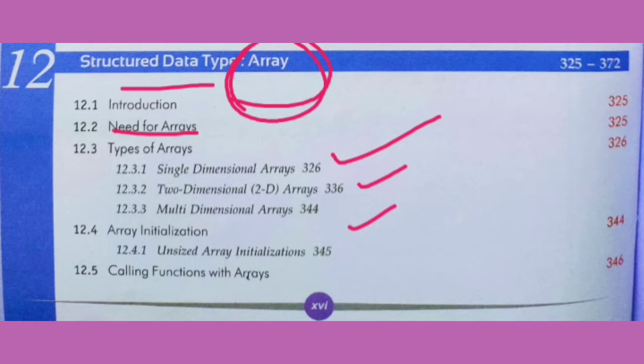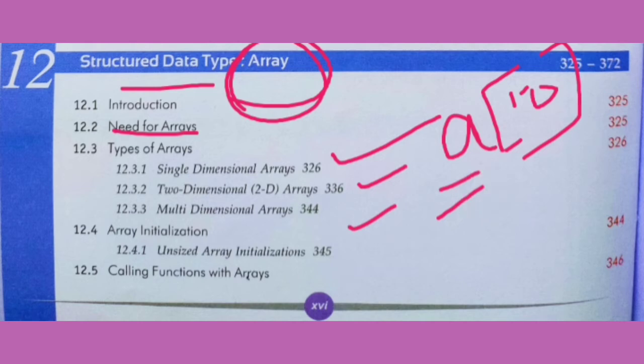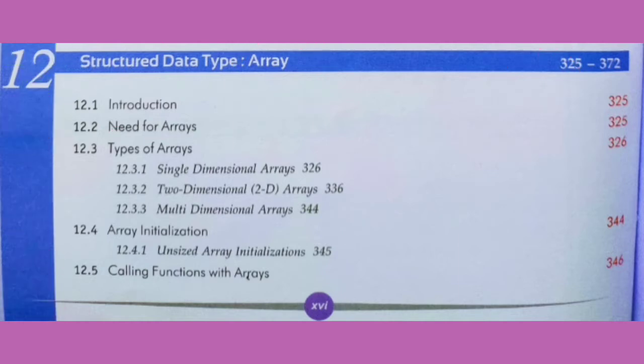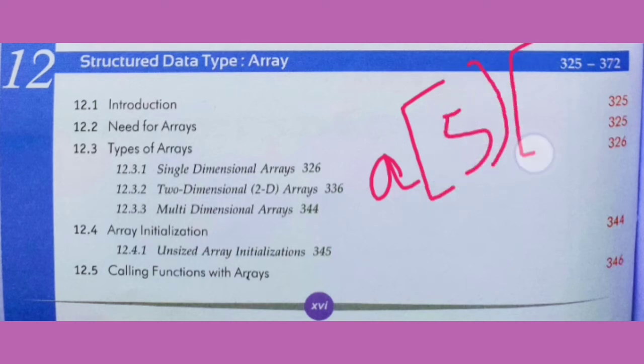We have single dimension, two dimension, and multi dimension. For example, single dimension is suppose A, and I have given here 10. That means suppose you have a number of students. This refers to students, and 10 means only 10 places are allocated, so within 10, only 10 students can be placed. Next you might have two dimensional, like for example A, suppose 5 and suppose 10.